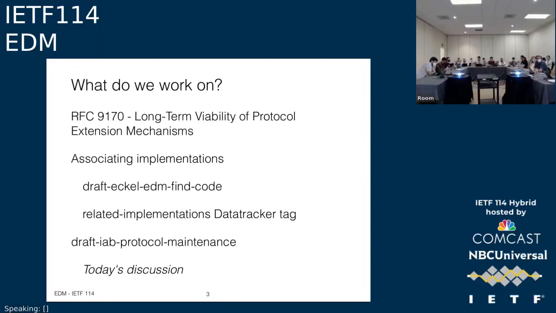As far as what we've done, we did publish RFC 9170, which was the use it or lose it draft, formerly titled the long-term viability of protocol extension mechanisms. We've talked more recently about how to associate implementations and help people who are working on code get more involved. Charles had written a draft on finding code, and recently we added some data tracker tags to explicitly call out related implementations. I know that was discussed at one of the recent working group chairs meetings this week.